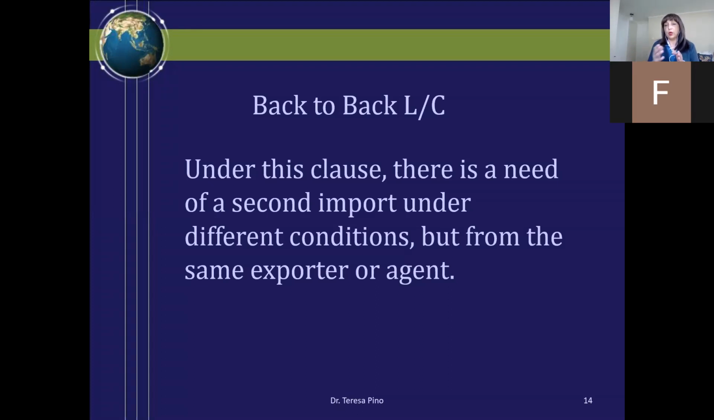So the bank already knows everything in relation to your financial status as an importer and the transaction that was already done with that former exporter. So they don't need to go all over again with the application and all. They just open a second letter of credit. Okay? And that's why it's called one after the other, a back-to-back letter of credit.